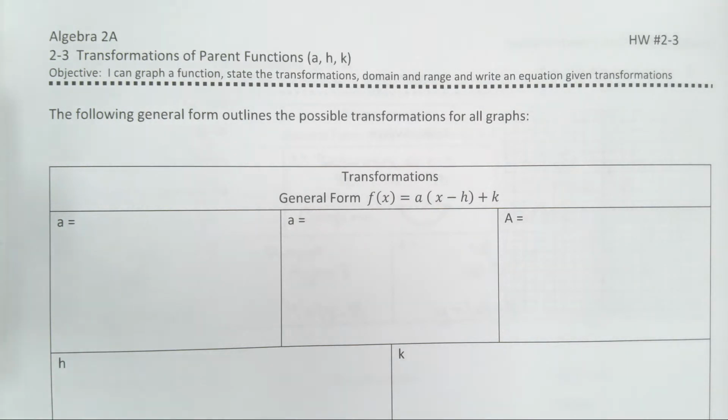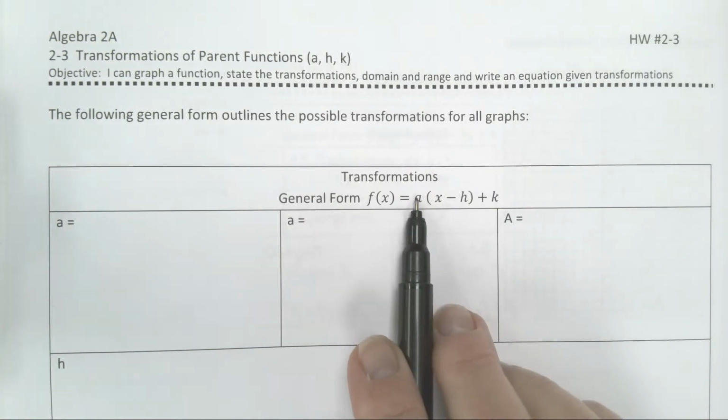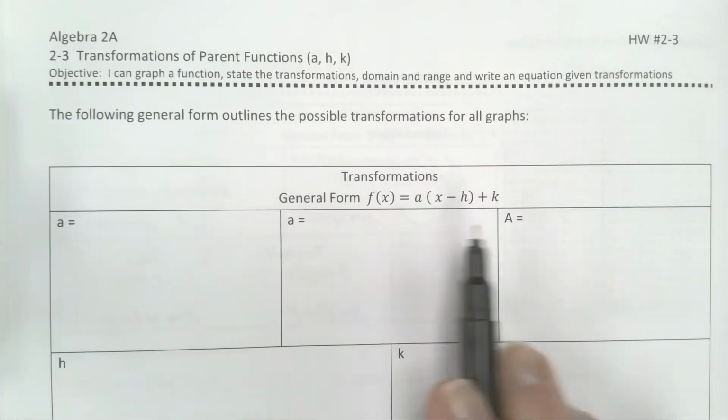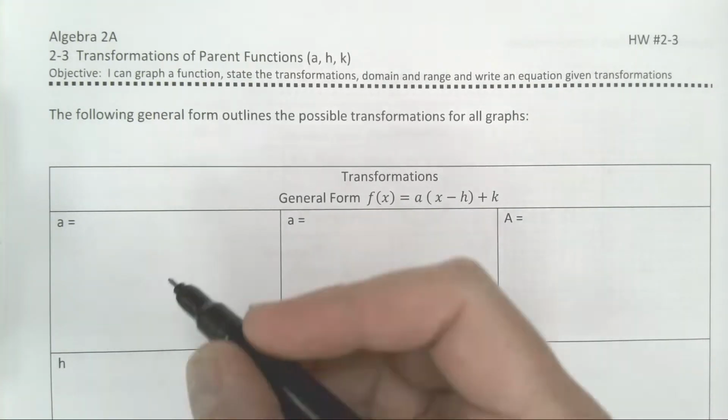Hey Algebra 2, we're going to transform some more parent functions. This time we are going to incorporate a, and in this video we are going to stick to absolute value and quadratic. The next one will have cubic and square roots. So we haven't addressed what a does yet. We have three different boxes.